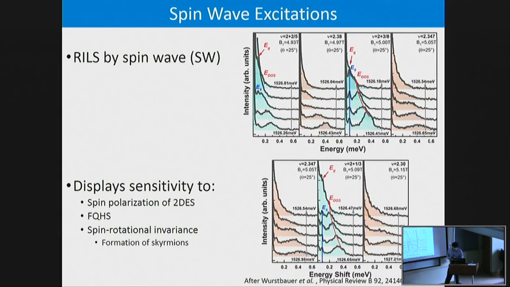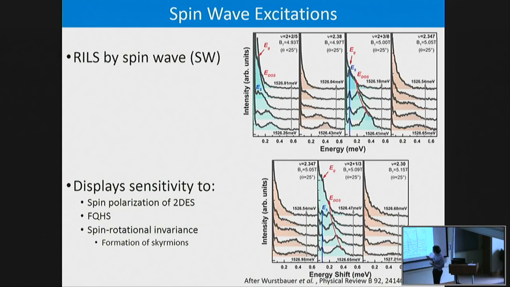Now, it's also worth noting, as you can see from these results from a paper we published in December 2015, all of these spin wave modes, along with all of the other modes in the filling factor range studied, are very sensitive to the presence of the incompressible fractional quantum Hall states.